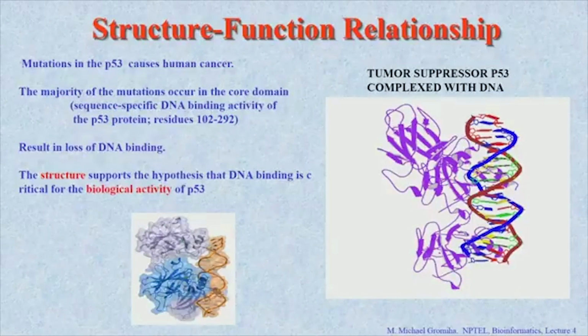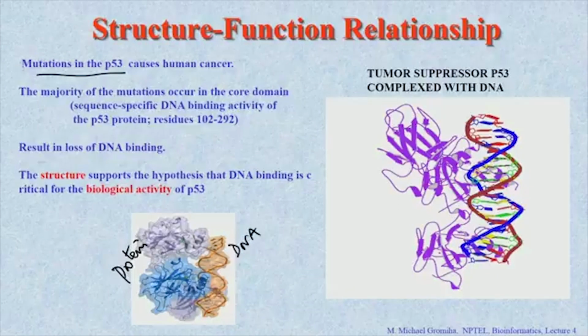Here you can see a protein and you can see DNA here. This is DNA, and here you can see a protein. This is a DNA binding protein, right. So, the mutations in the P53, if you make small changes, mainly the replacement of arginines, cause human cancer.